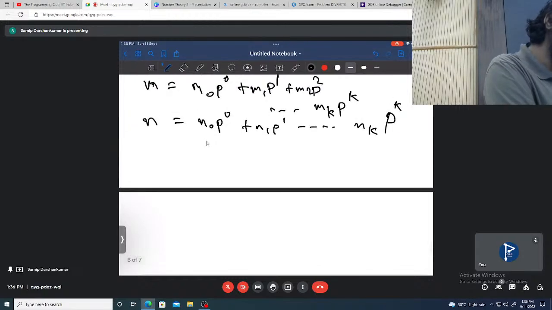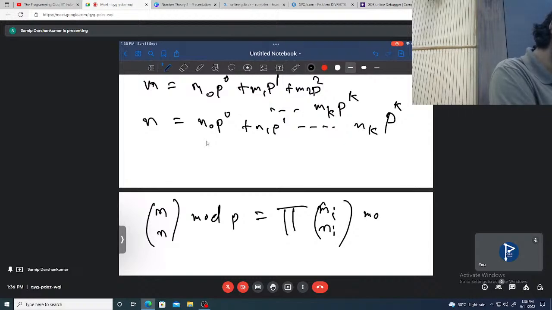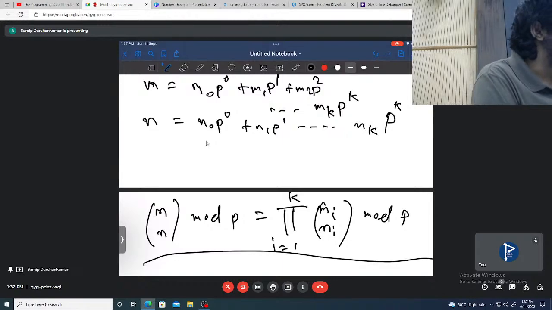So now what Lucas theorem says is that mCn mod P is equal to the product of miCni mod P. This is the statement of Lucas theorem. So we don't need to compute n factorial now. We just have to compute the factorials till p only, and we can calculate nCr mod p.